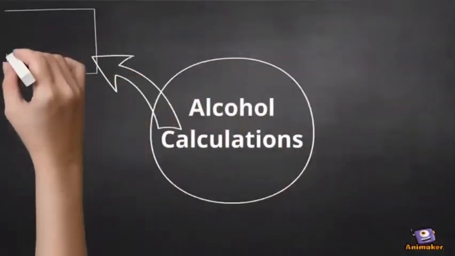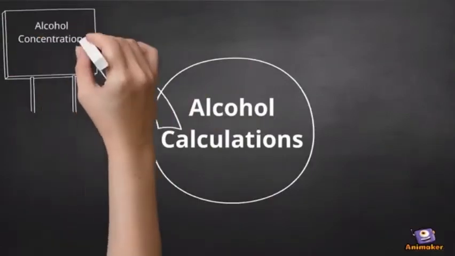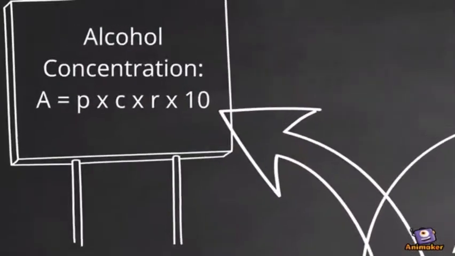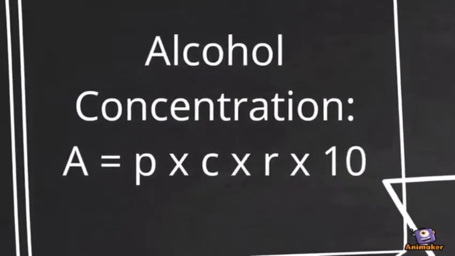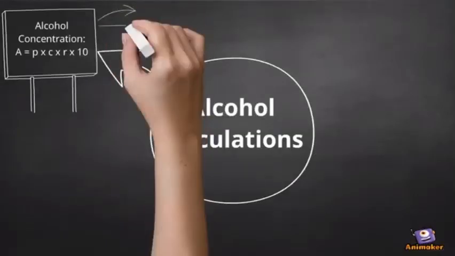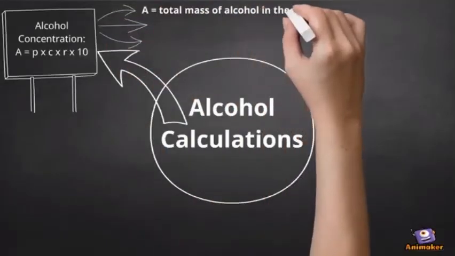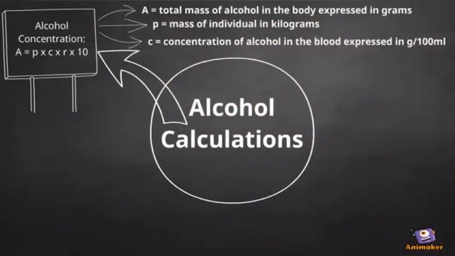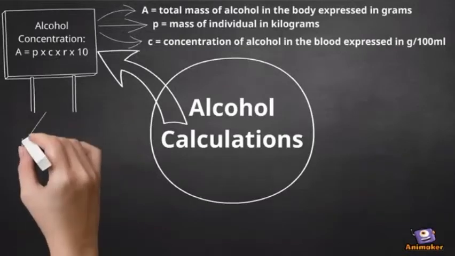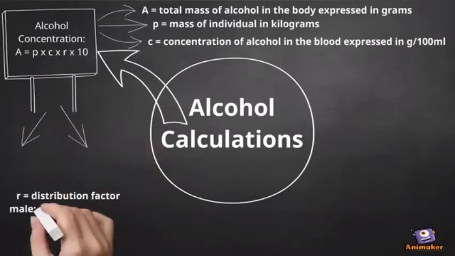The formula for alcohol calculations is A is equal to P multiplied by C multiplied by R multiplied by 10, where A is equal to the total mass of alcohol in the body expressed in grams, P is equal to the mass in kilograms of the person, C is the concentration of alcohol in the blood expressed in grams per 100 milliliters, and R is the distribution factor, that is 0.7 in men and 0.6 in women.